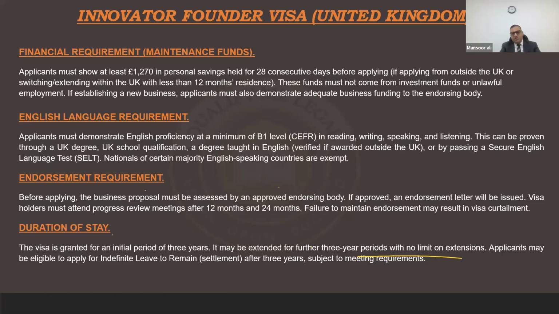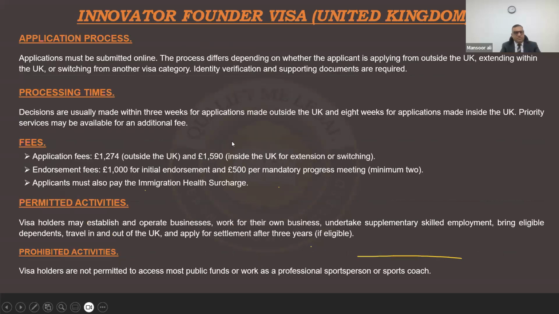Duration of stay, as I told you, will be 3 years, and after 3 years, you can apply for indefinite leave to remain or ILR or settlement, and thereafter you can straight away apply for a British passport. This is the whole crux of Innovator Founder Visa.